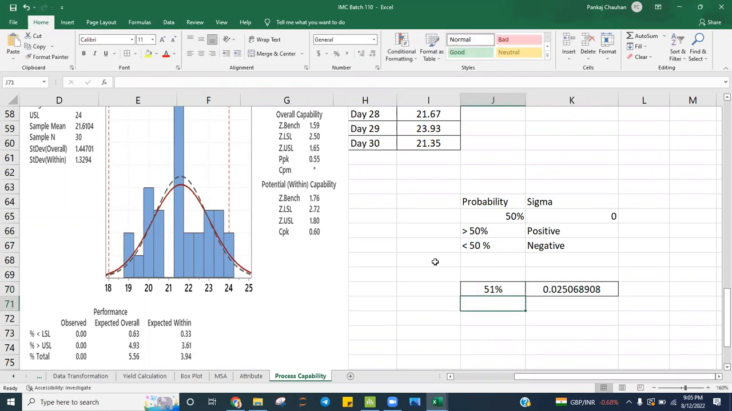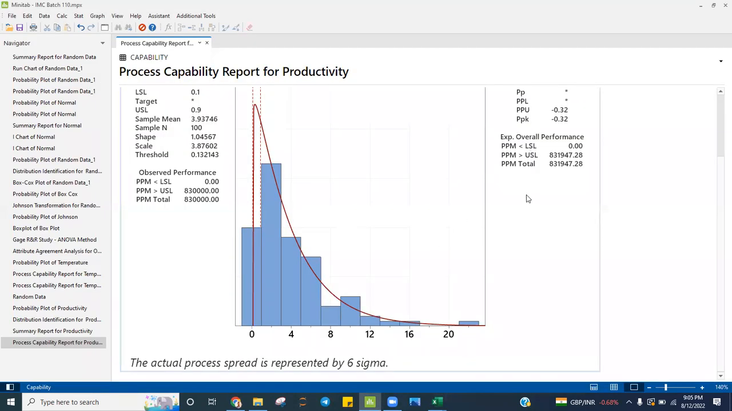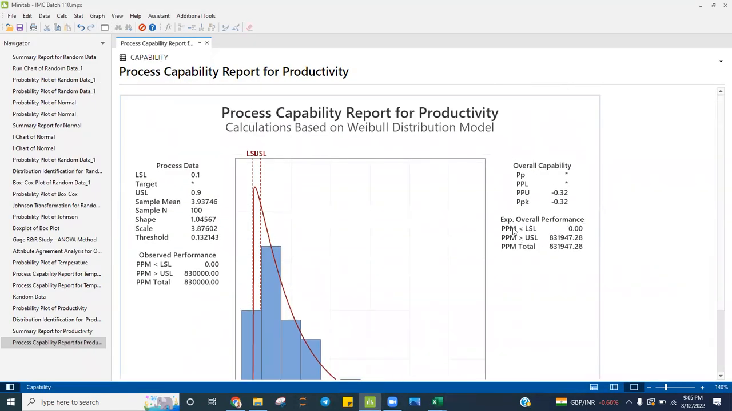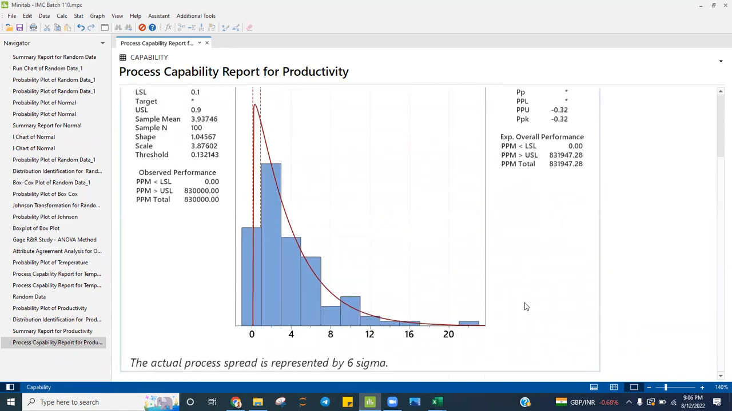So it is not giving you the capability because it's non-normal data. The probability of being below the specification is 0. On the upper side it is more than 50%, which is 131,000 out of a million. And how much is 50% of a million? 5 lakh, right? 500,000. So that's the reason this is not giving you the capability here, because it is negative. PPU and PPK you can see. So this is the way we perform capability for non-normal data.